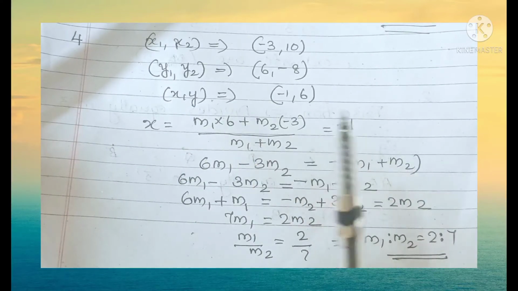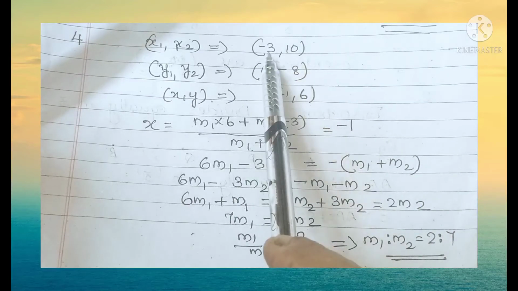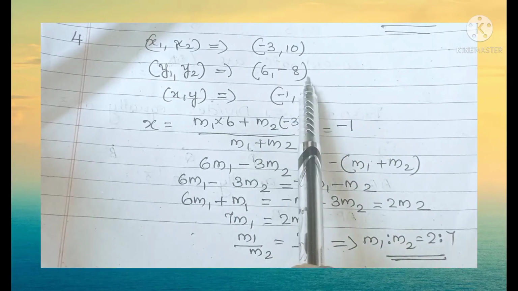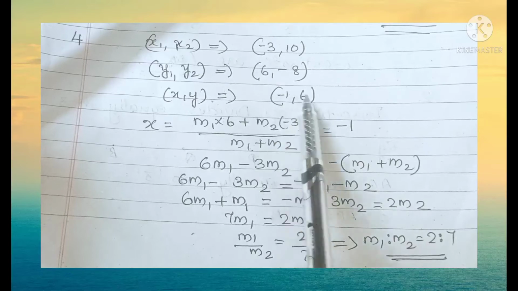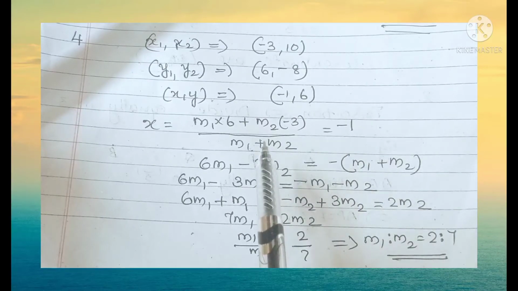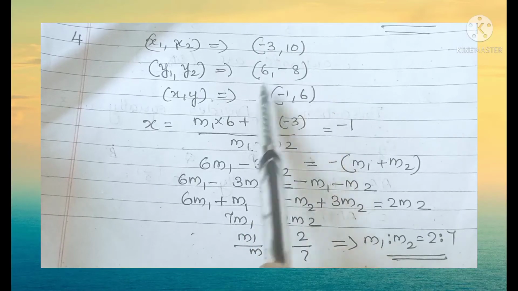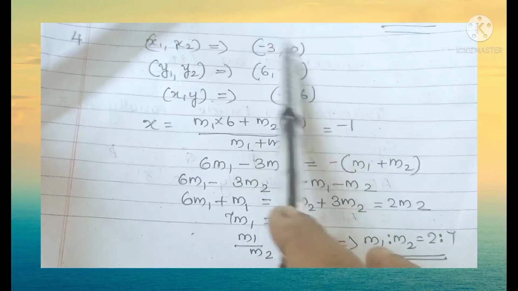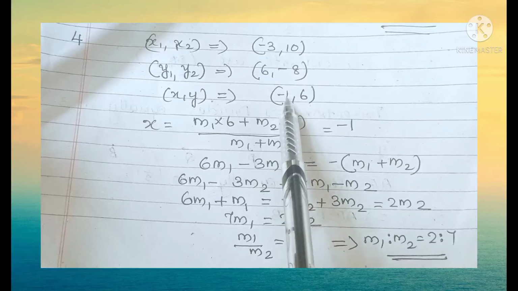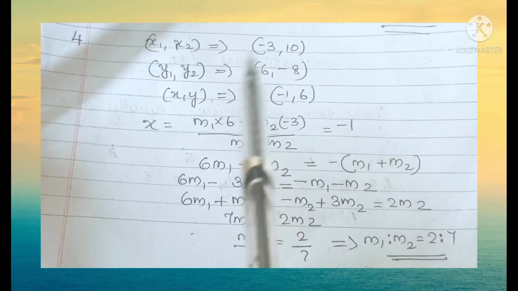Then fourth question. Find the ratio in which the line segment joining (negative 3, 10) and (6, negative 8) is divided by the point (negative 1, 6). The coordinates of the two endpoints are (negative 3, 10) and (6, negative 8), and that line is divided by the point (negative 1, 6).